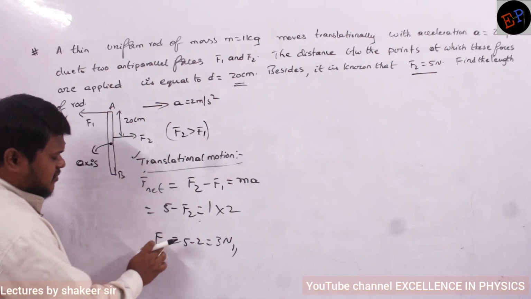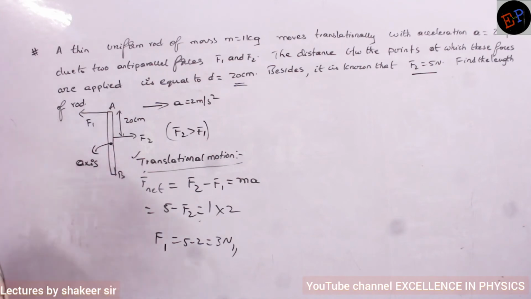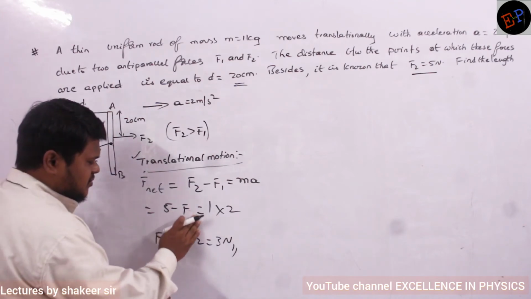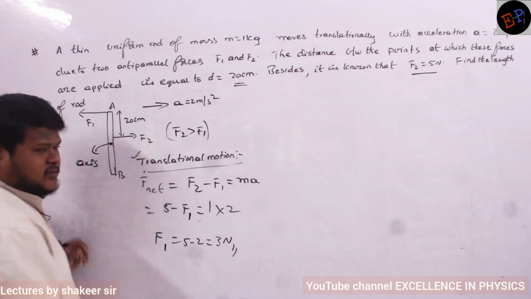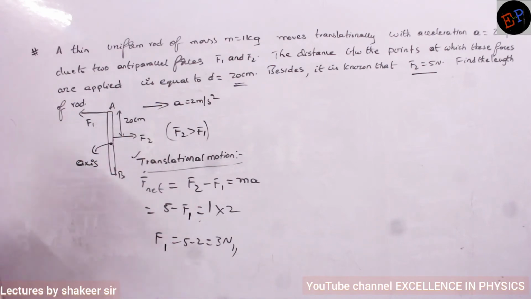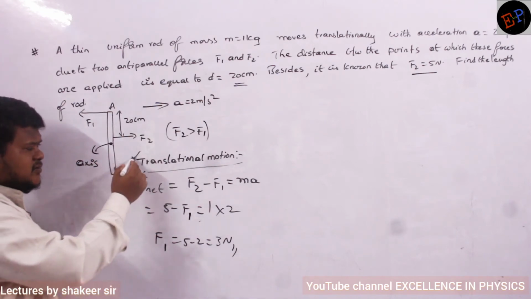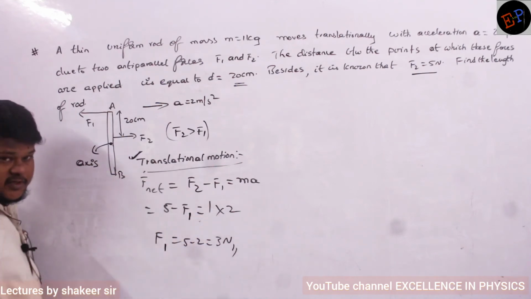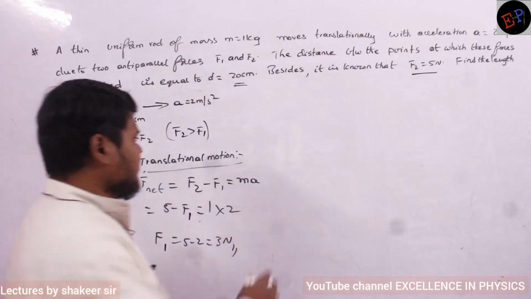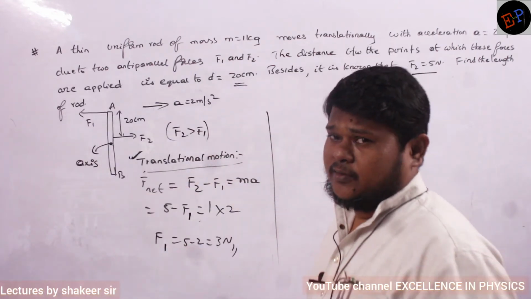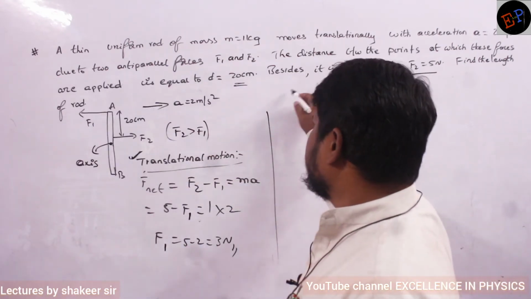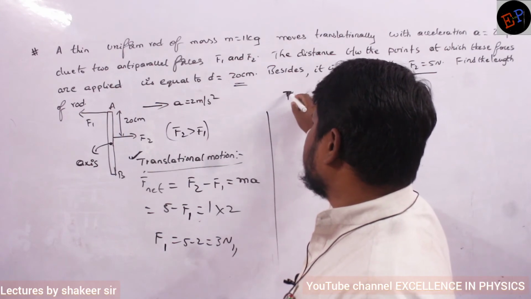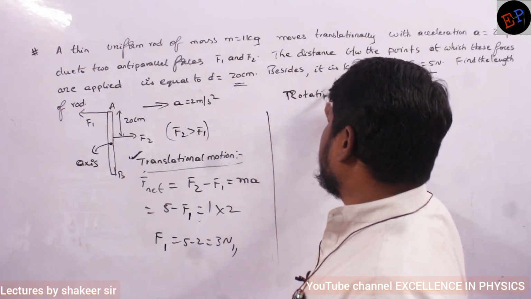Sorry, F1. F1 value is how much? Sorry, this is F1, not F2. F1 value is 3 Newton. So by using which method have we calculated it? By using the statement of translational motion. Net force always produces acceleration. Understood? Okay. Now, the rod is not rotating, so it is present in which equilibrium? It is present in rotational equilibrium.